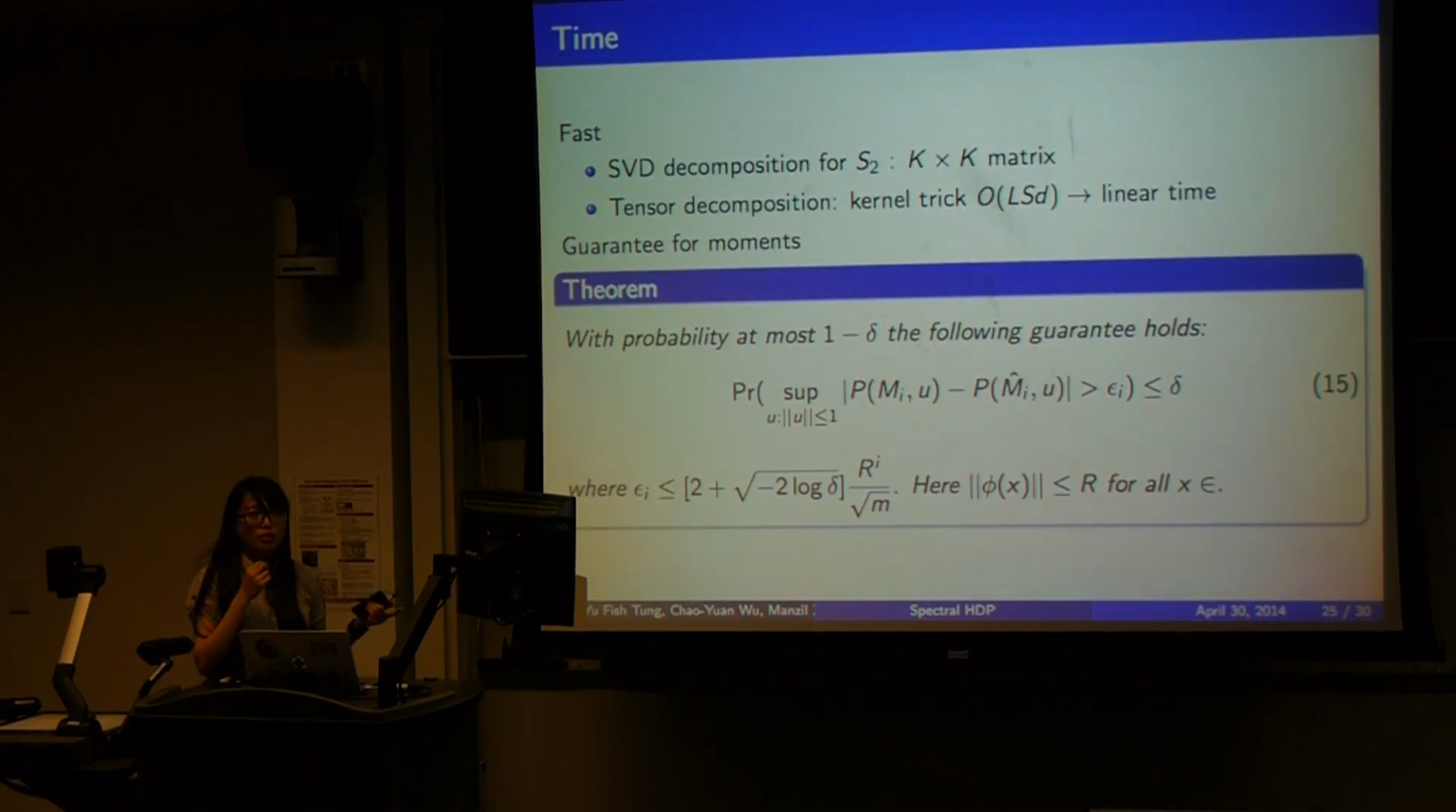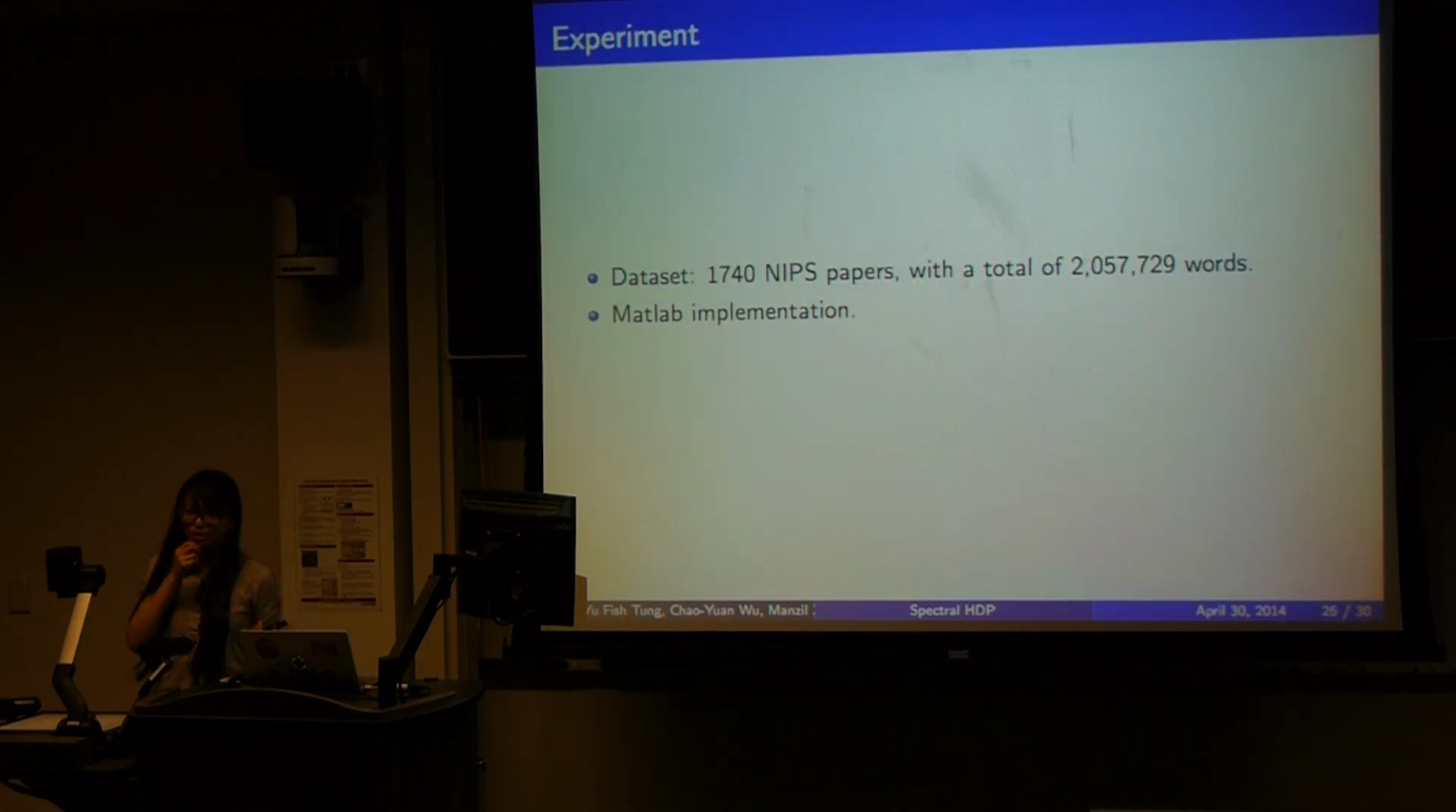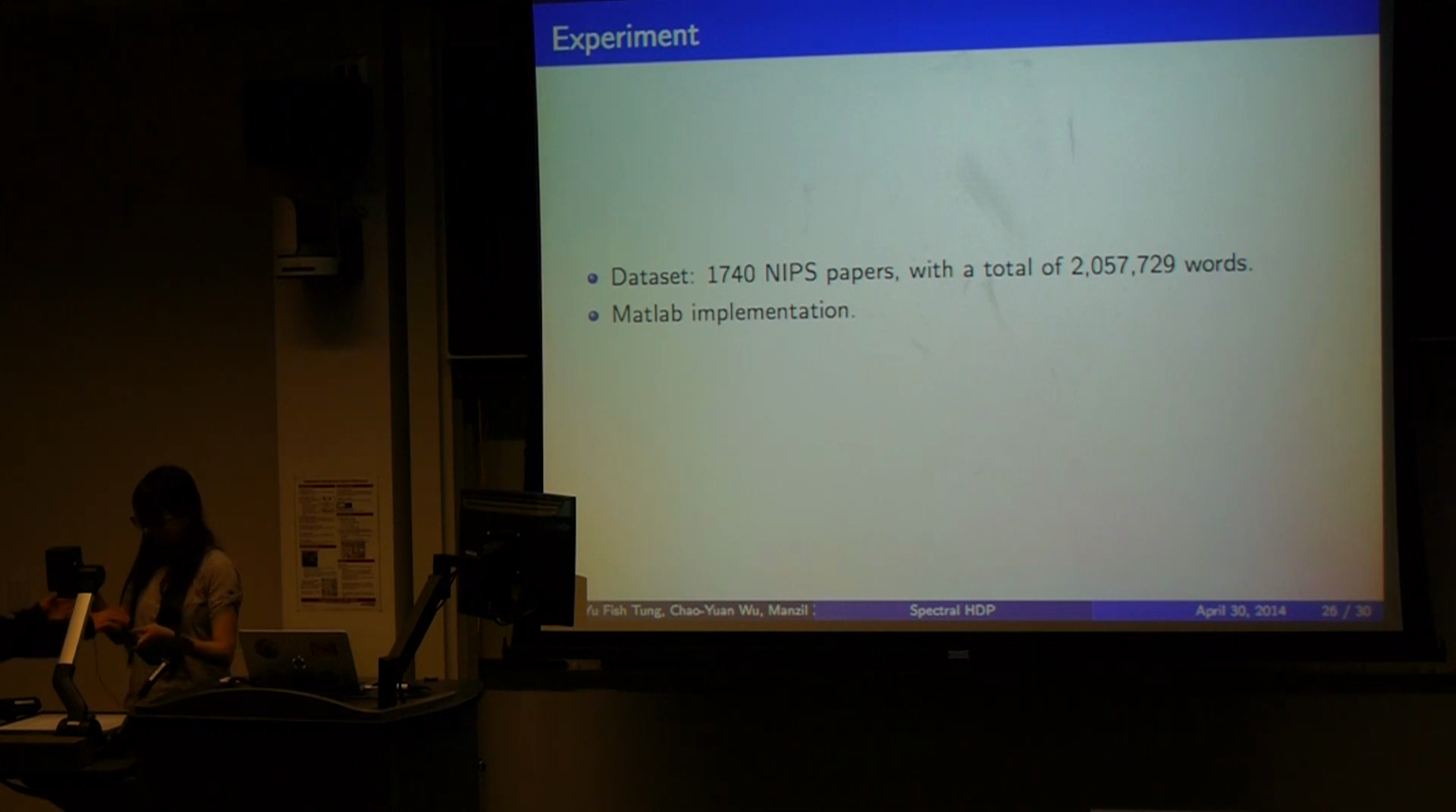So this algorithm is actually very fast because we only do SVD on a K times K matrix. And also for tensor decomposition, we can use the kernel trick to make it done in linear time. And we also derive some concentration of measure results for this to have a guaranteed bound, but I think we don't have time here to explain this. So we will go to our experiment results.